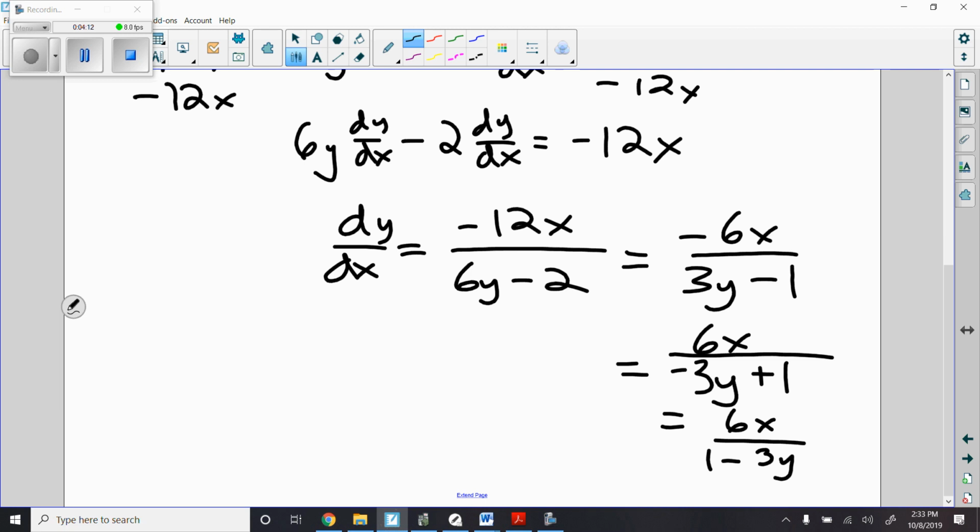Key is, all of those answers are right. Negative 12x over 6y minus 2, negative 6x over 3y minus 1, 6x over negative 3y plus 1, and 6x over 1 minus 3y. All of those are equally correct. We just need to know that they're all the same, because on the multiple choice part of the test, you don't know exactly what form they're going to put it in, so you need to be able to match their form. Okay, let's take a look at another one.